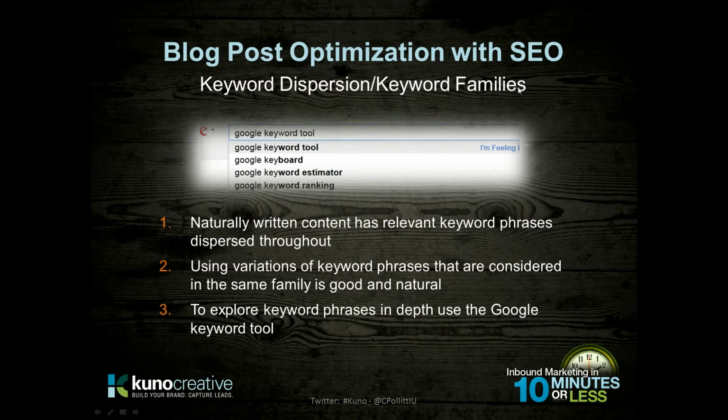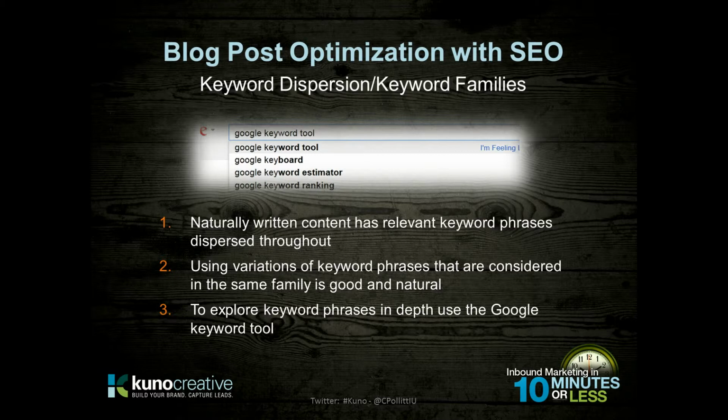Now I want to talk about keyword dispersion and keyword families. For years, SEO people have talked about keyword density rates in web content. Well, there have been lots of studies on that, and the truth is, don't worry about keyword density rates. Google's gotten pretty smart these days, and if you're naturally writing content about a certain subject, you're naturally going to include keywords that are related to each other, that make sense together.